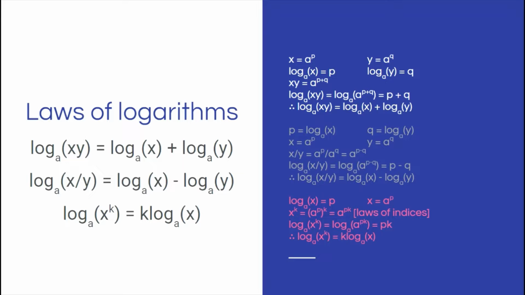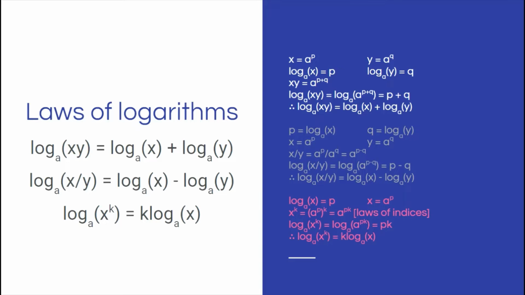If we set x to the power of k, this is the same as setting a to the power of p to the power of k, which using laws of indices will simplify to a to the power of pk. If we then set log to the base a of x to the k, we can then see that this is the same as setting log to the base a of a to the power of pk, and is therefore equal to pk. And because p is log to the base a of x, and k is a constant, and so we leave it, that means that log to the base a of x to the k is equal to k times log to the base a of x.